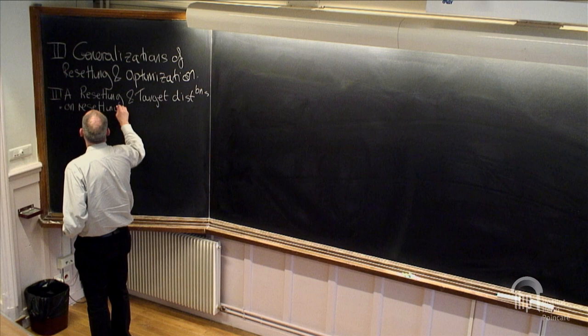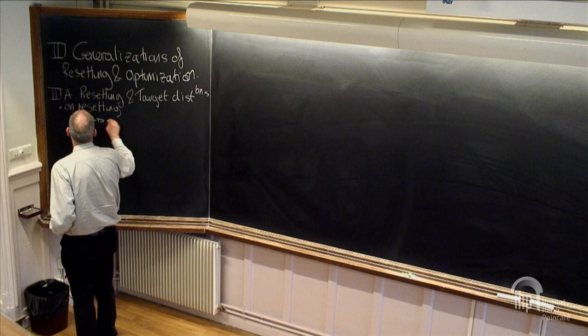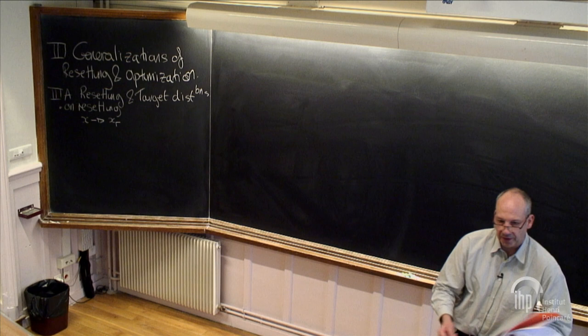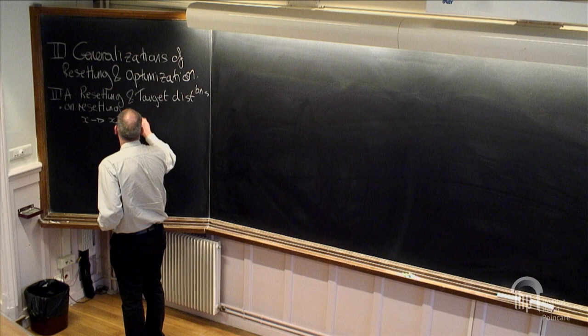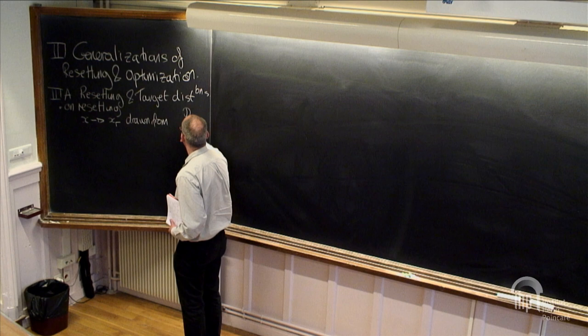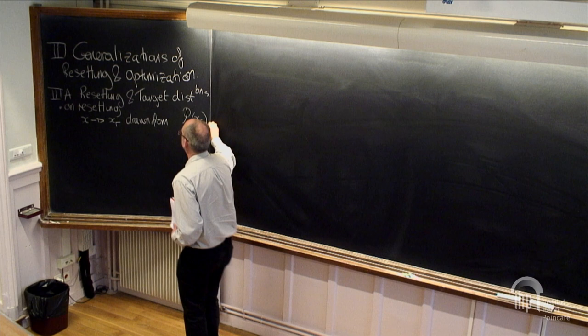So on resetting, let's say the position x is changed to xr. And xr is a random variable. So we're going to stay in one dimension. So it's going to be a random position, so a random variable drawn from some distribution. And I'll call the distribution, so this is my attempt at a calligraphic p. But just to make it clear, I'll put a subscript pr. And so that's our resetting distribution.